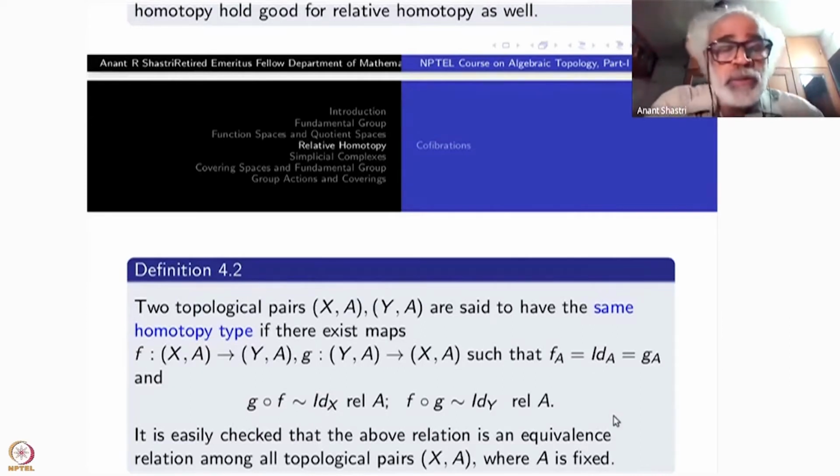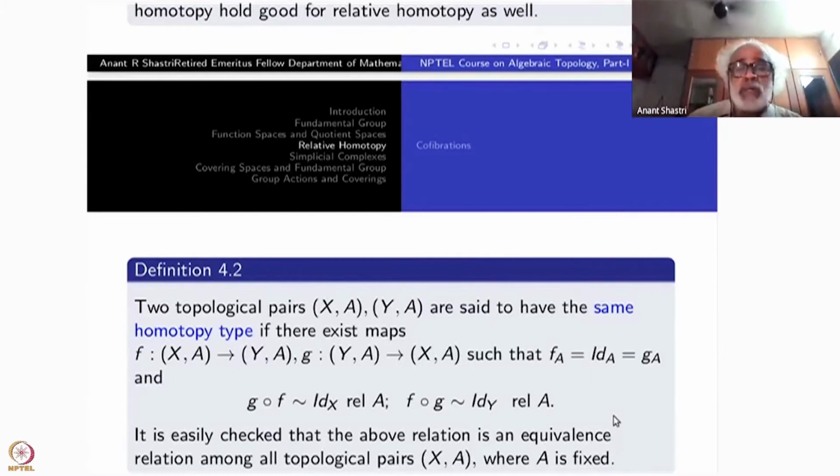So it is easily checked that the above relation is an equivalence relation among all topological pairs (X, A), where A is fixed. If you take all topological pairs (X, A), here you take Y also with A only. Topological pairs, A has to be fixed. In other words, from A to B, you can take a homeomorphism. That is a consequence of this one, right?